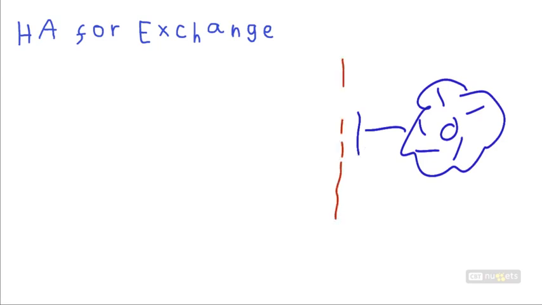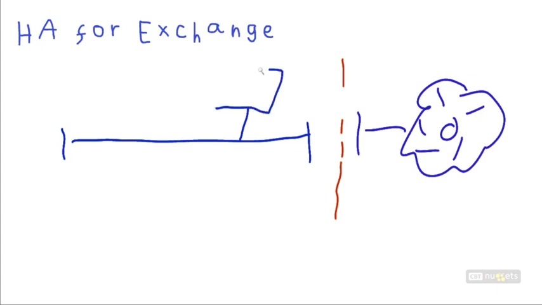So here's my simple network again. I'm going to keep it nice and simple. Let me draw this out here. And you probably already know this. You probably already have it in your environment. Here's a CAS box. Now, one of the interesting things about the CAS box is this is your entry point for all your clients, both clients that are internal and clients that are external.